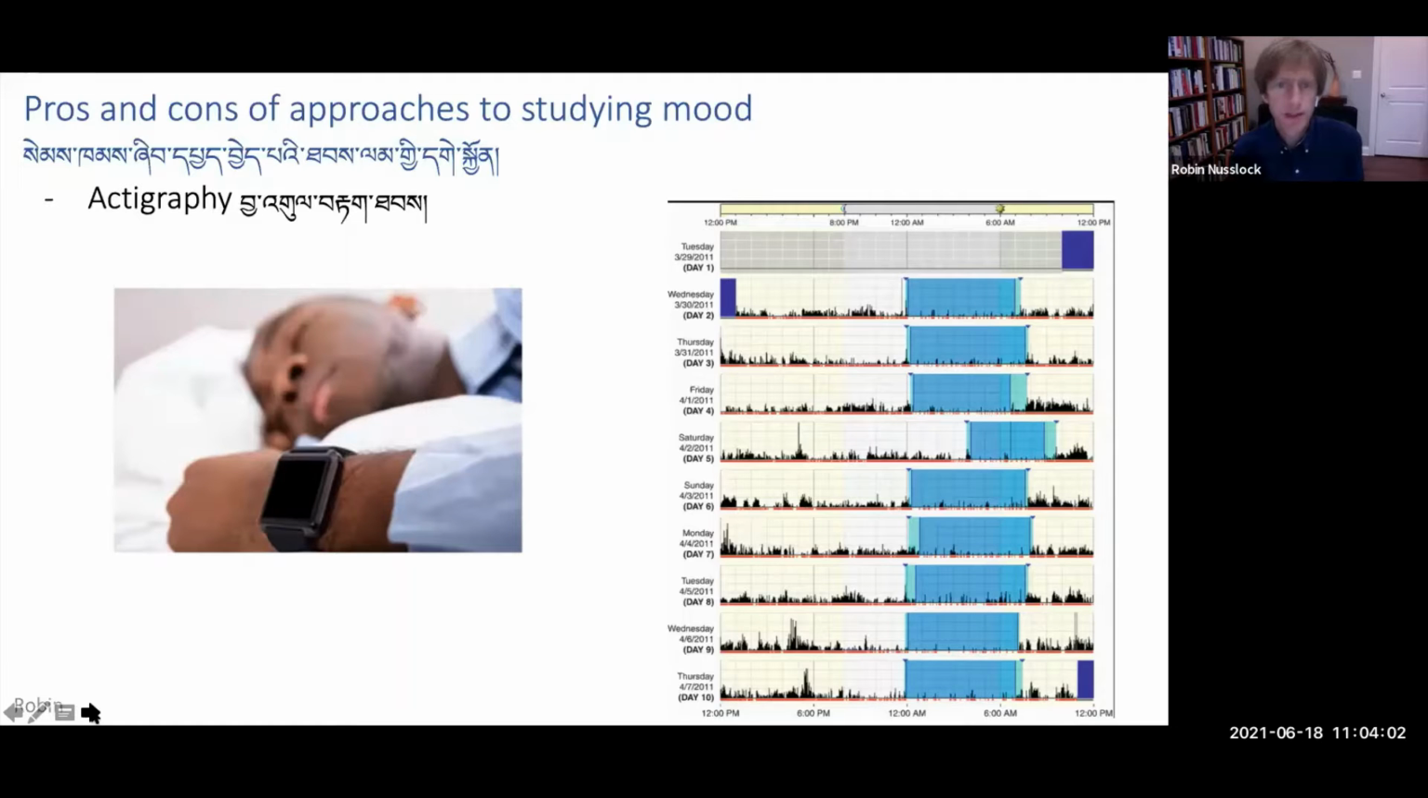So we could replace people's self-report of their sleep with data on this actigraphy measure and do the same analyses where we correlate or we examine their relationships with things like emotion, well-being, health, etc.